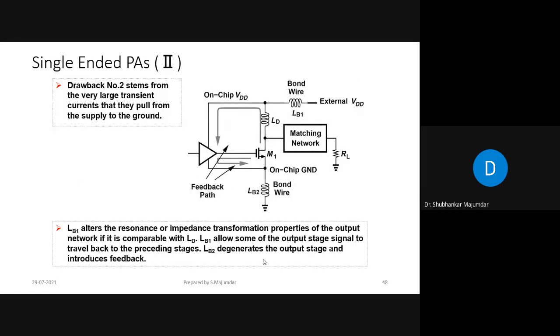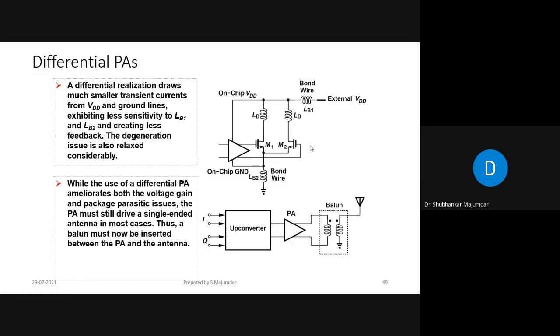Now, the second drawback of a single-stage, single-ended power amplifier. What is known as a single-ended power amplifier? The output of the power amplifier will be a single one. The drawback stems from the very large transient current that they pull from the supply to the drain, and then it is transformed. So this will impact various nodes. If it is single-ended, the matching network is required, which again introduces losses.